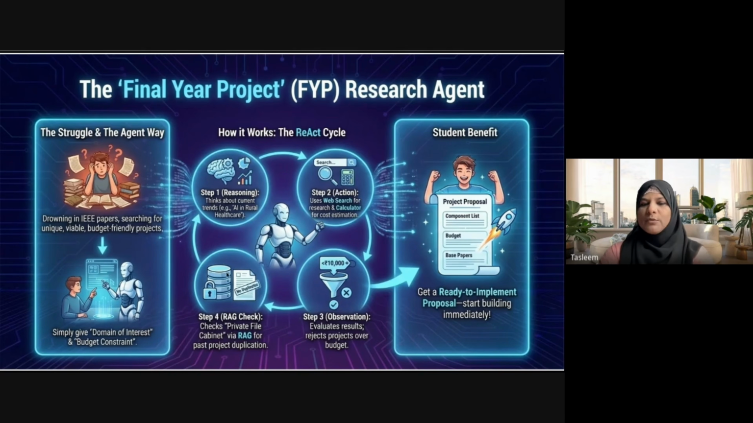There's a human in the loop always there in the AI agent loop. It will take the feedback, and based on that we'll see if the result is okay. If not, it will do this cycle again until it generates a report, a ready-to-implement final year project, which you can simply take and start building on.